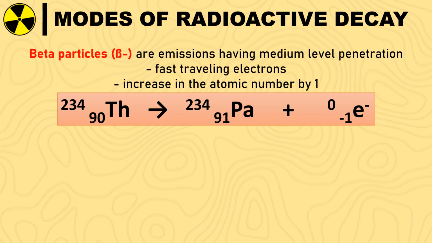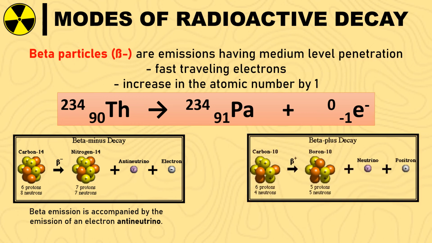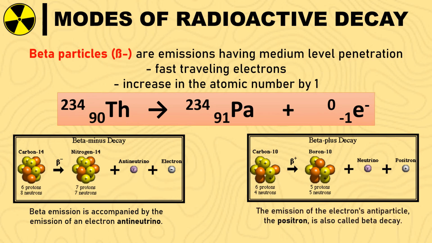The high-energy electrons have a greater range of penetration than alpha particles, but still much less than gamma rays. The radiation hazard from betas is greatest if they are ingested. Beta emission is accompanied by the emission of an electron antineutrino, which shares the momentum and energy of the decay. The emission of the electron's antiparticle, the positron, is also called beta decay. Beta decay can be seen as the decay of one of the neutrons to a proton via the weak interaction.